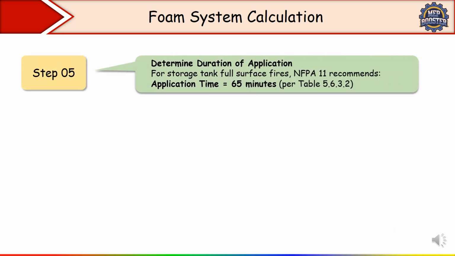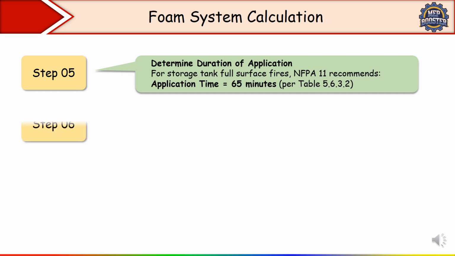Now in step number 5, what do we need to do? We need to determine the duration of application. For a storage tank with a full surface fire, NFPA 11 recommends an application time of 65 minutes. Why? Because this duration ensures that foam is applied long enough to control and suppress a large hydrocarbon-based fire, allowing emergency response or shutdown operation.